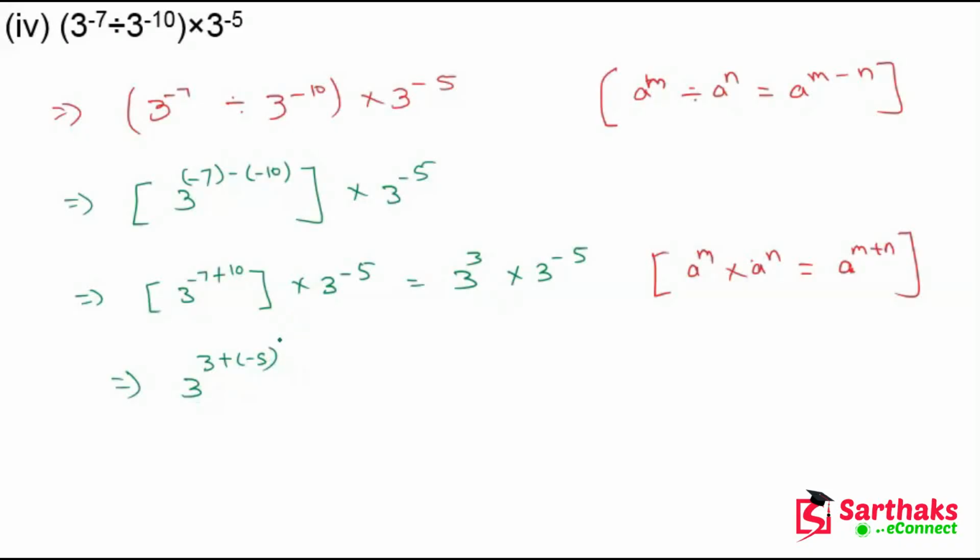Understand? So this will become 3 raised to power 3 minus 5. What is 3 minus 5? So this will become 3 raised to power minus 2. And here we are using: if a is raised to power minus m, then we can write it as 1 upon a raised to power m. So we can write this as 1 upon 3 raised to power 2. What is 1 upon 3 raised to power 2? This is the answer of this question.